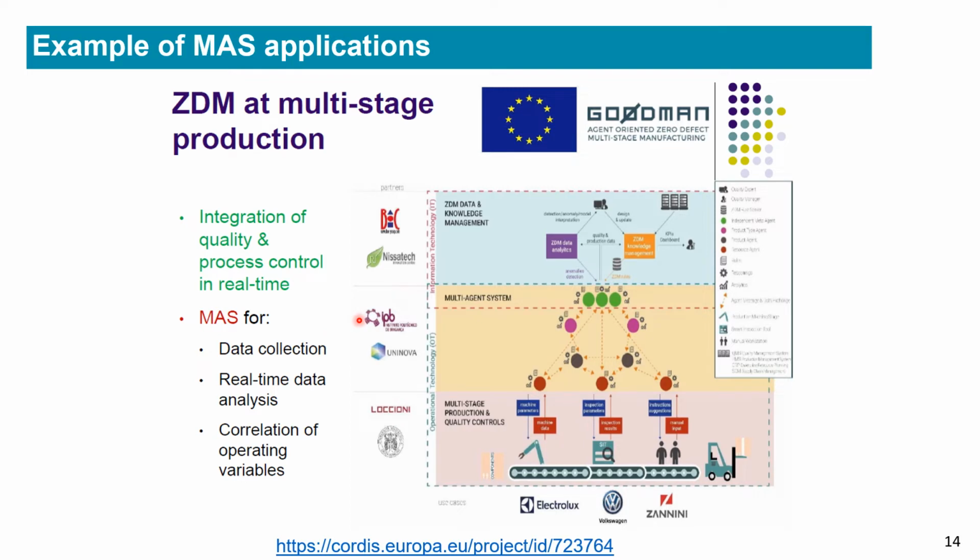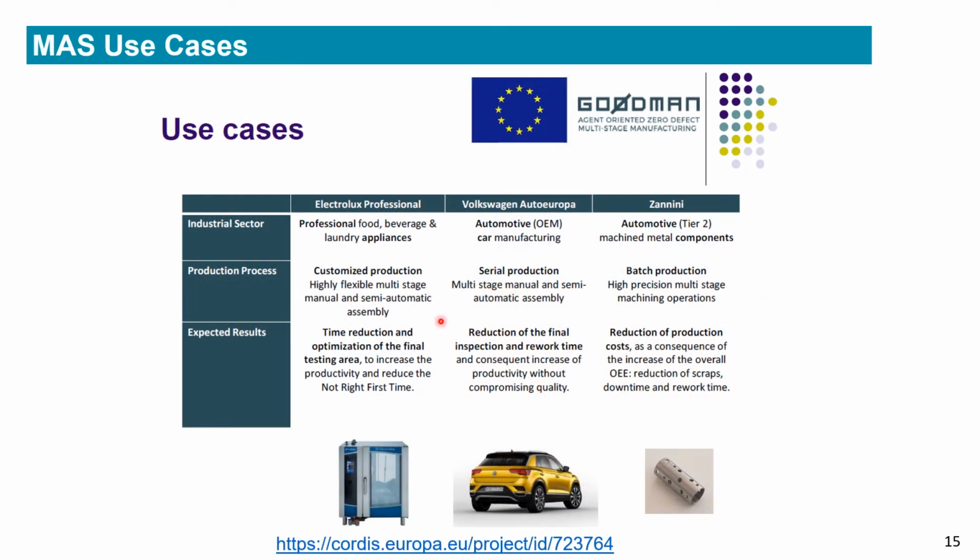correlation of operating variables. Some use cases have been performed in the Goodman project with manufacturing and automotive companies like Zanini and Volkswagen and Electrolux Professional. And of course, you can access all the details about those use cases, and the results have been published through this official project link.